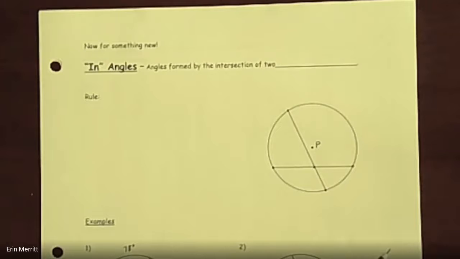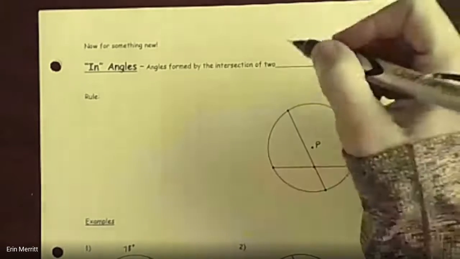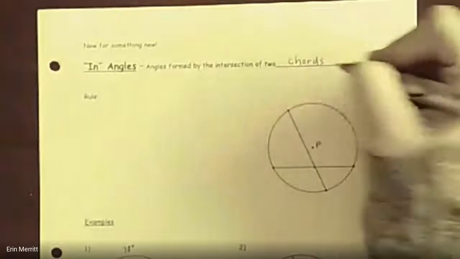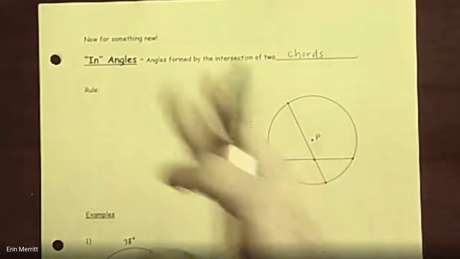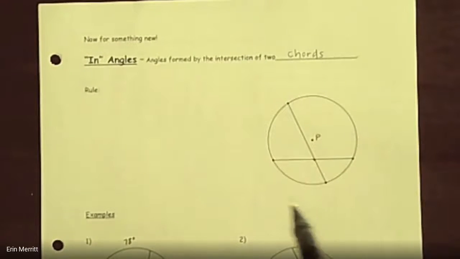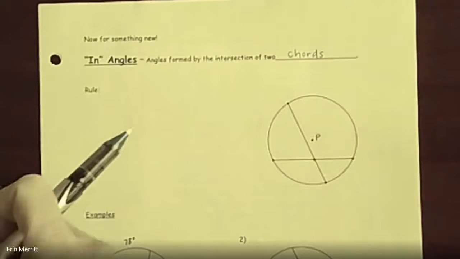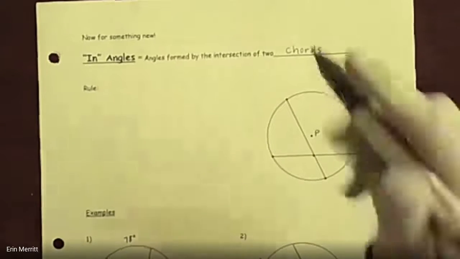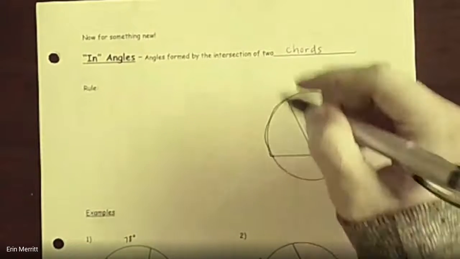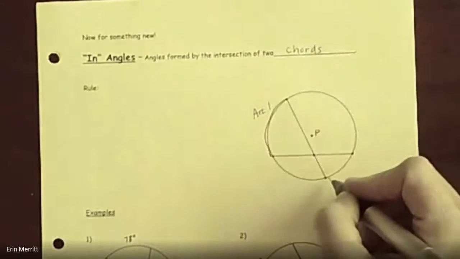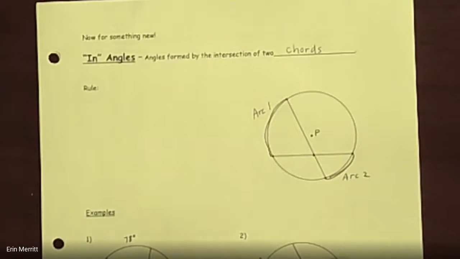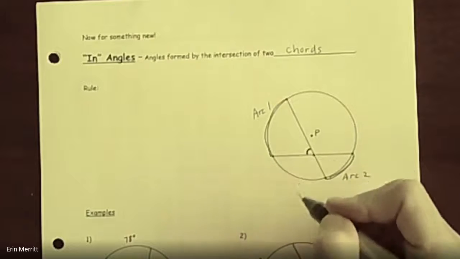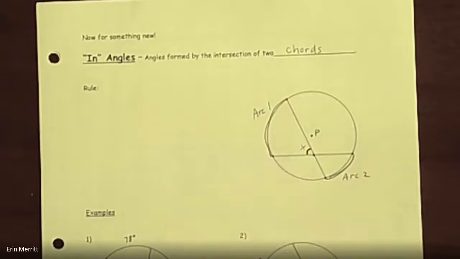So an in angle literally means it's inside the circle, and it's formed by the intersection of 2 chords. When you look at the picture here, chords are just segments whose endpoints are on the circle. So you get that X shape going on. The rule for this one, I'm going to try to write it in a nice, simple fashion to be able to understand. I'm going to call this arc 1, and I'm going to call this guy arc 2. The angle that I'm talking about, the in angle, would be this one right here.